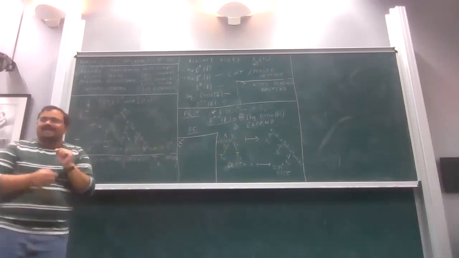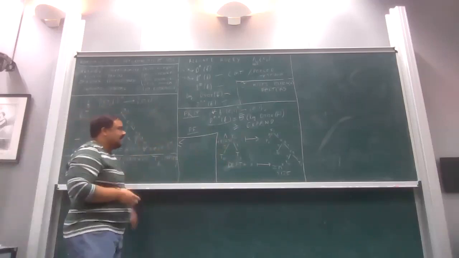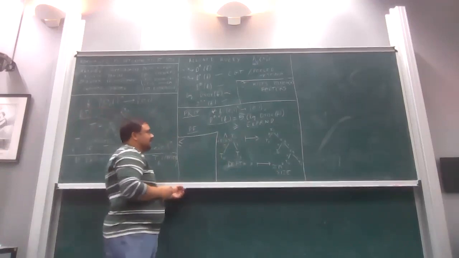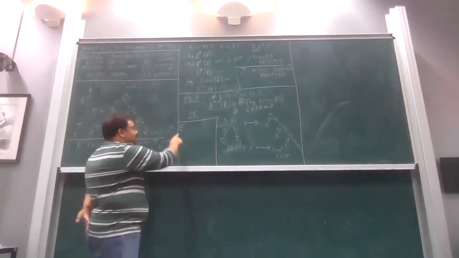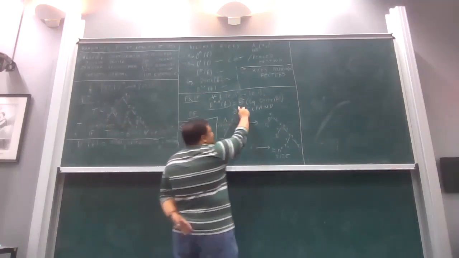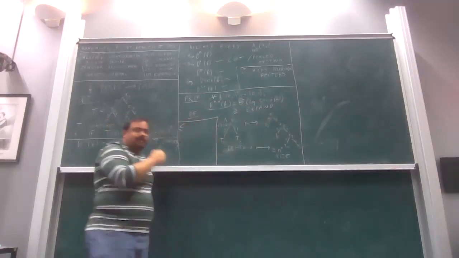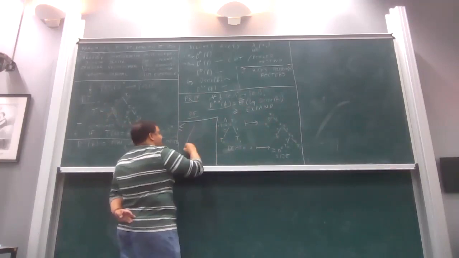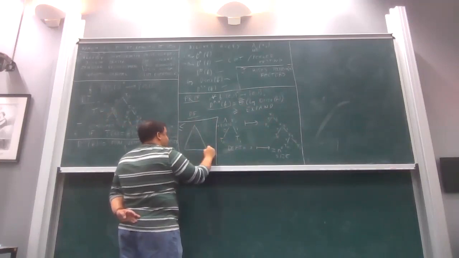We're taking logs of the size, I guess that's important. So for this side, what we're going to do is start with a small size decision tree for F that queries only variables. Let's say this is size S.